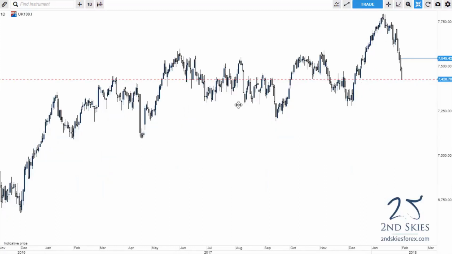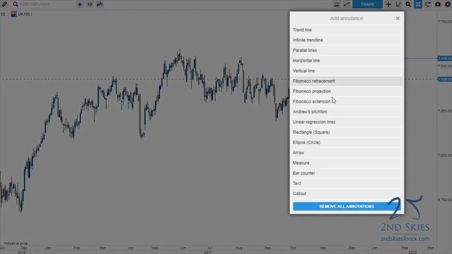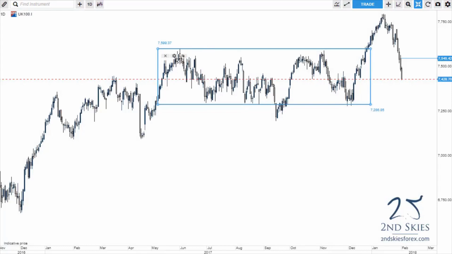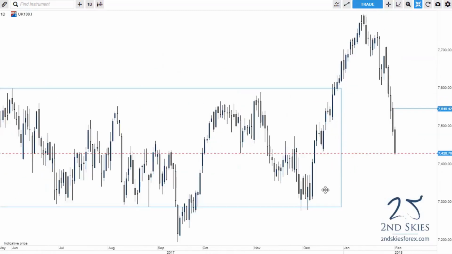Now for this one, what I'd like to do is mark this structure here. You can see that there is this corrective structure that we had been in since May of last year. So Q2, Q3, Q4, all of last year, several months, we were stuck between 72.25, 72.50, and 76. Towards December, though, we had a very bullish impulsive run. We broke out of it, just climbing. It went to about 78, and then the market started to sell off.